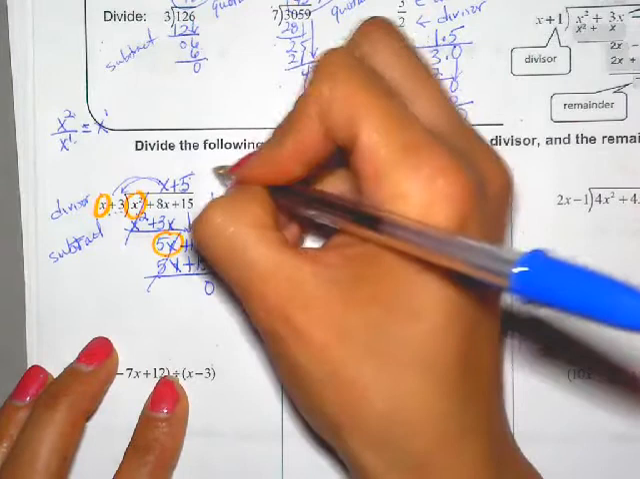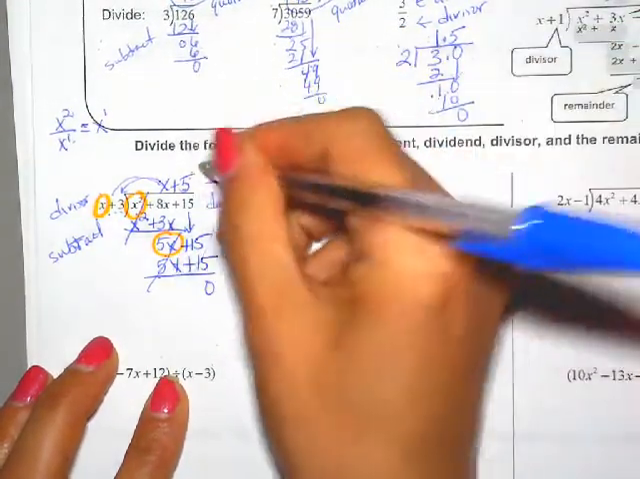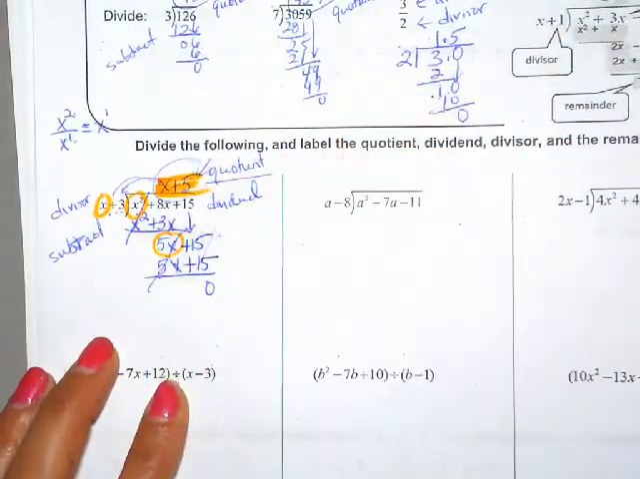Okay, the answer is the quotient. It's called the quotient. That's this one right here. We should end up with a binomial. x plus 5 is my answer.